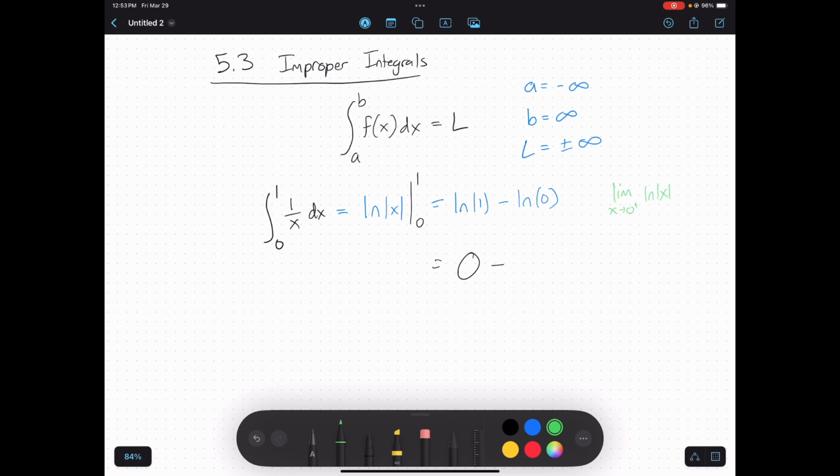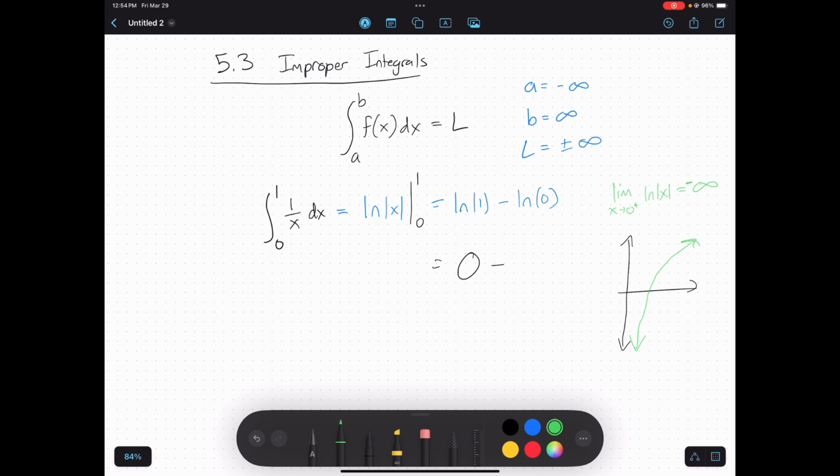We know I'm approaching from the positive direction because look at my interval. My interval is from 0 to 1, so I'm working with positive values. This limit is actually infinity, right? If you look at the graph of the natural log of x, it goes something like this. Ooh, I said it wrong. It's not positive infinity, it's actually negative infinity.